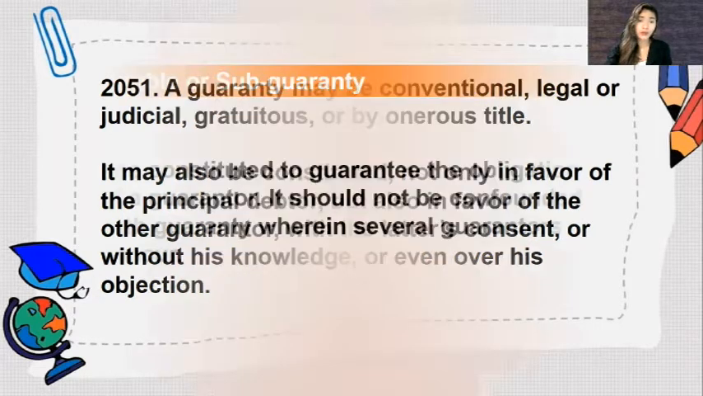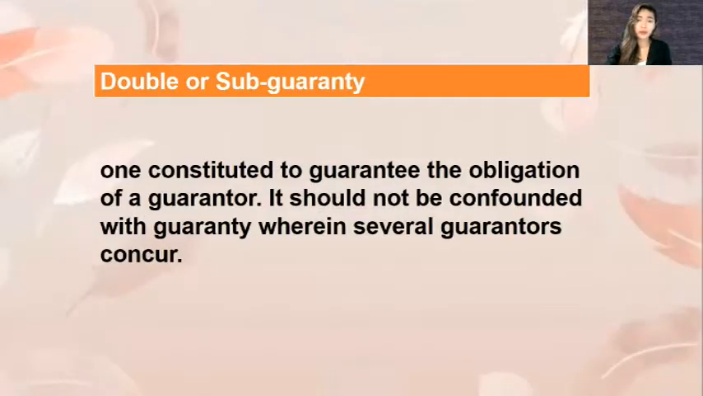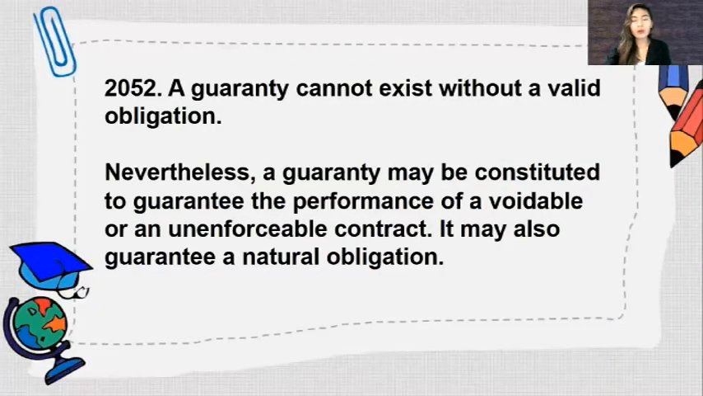And we have also this, what we call double or sub-guarantee. What is this? The double or sub-guarantee is one constituted to guarantee the obligation of a guarantor. It should not be confounded with a guarantee wherein several guarantors concur. We have also Article 2052.